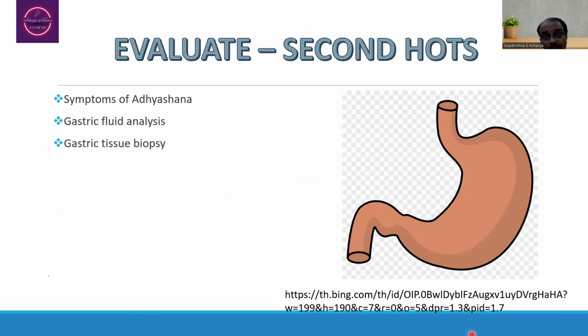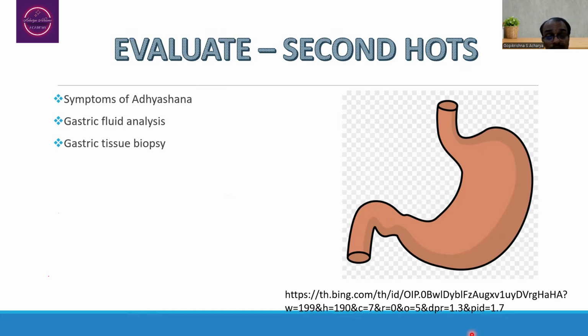And when you think about the next level of understanding, that is evaluation, which is considered second order higher order thinking skills. Here we need to know about the symptoms of Adhyashana, in the sense whether the person is having fullness of the abdomen, or a nauseating sensation, or sometimes vomiting, etc. That is understandable by looking into the patient's presenting complaints.